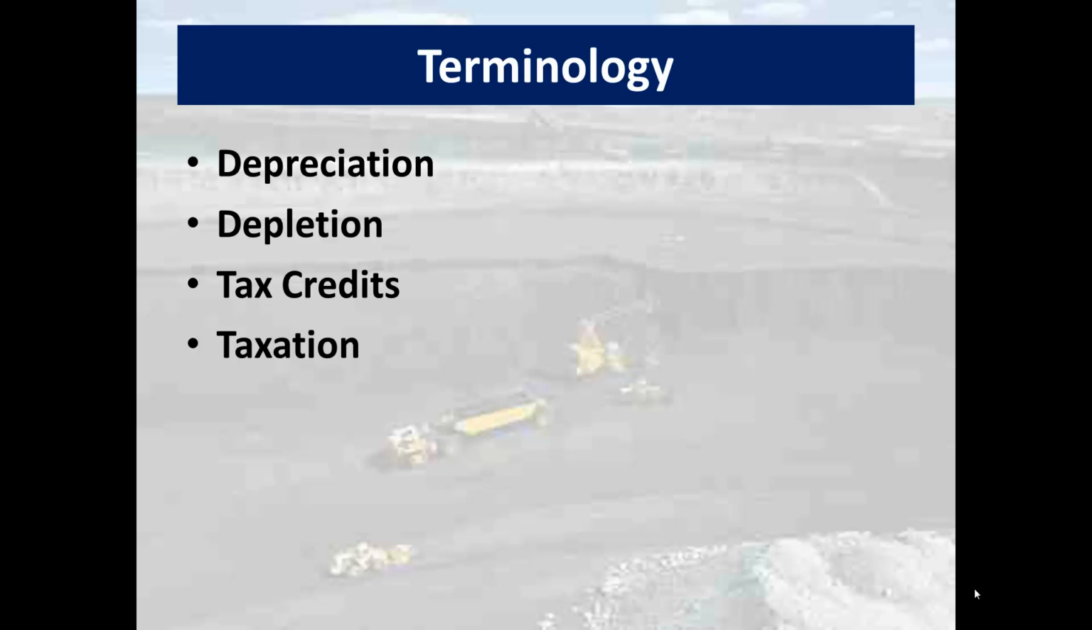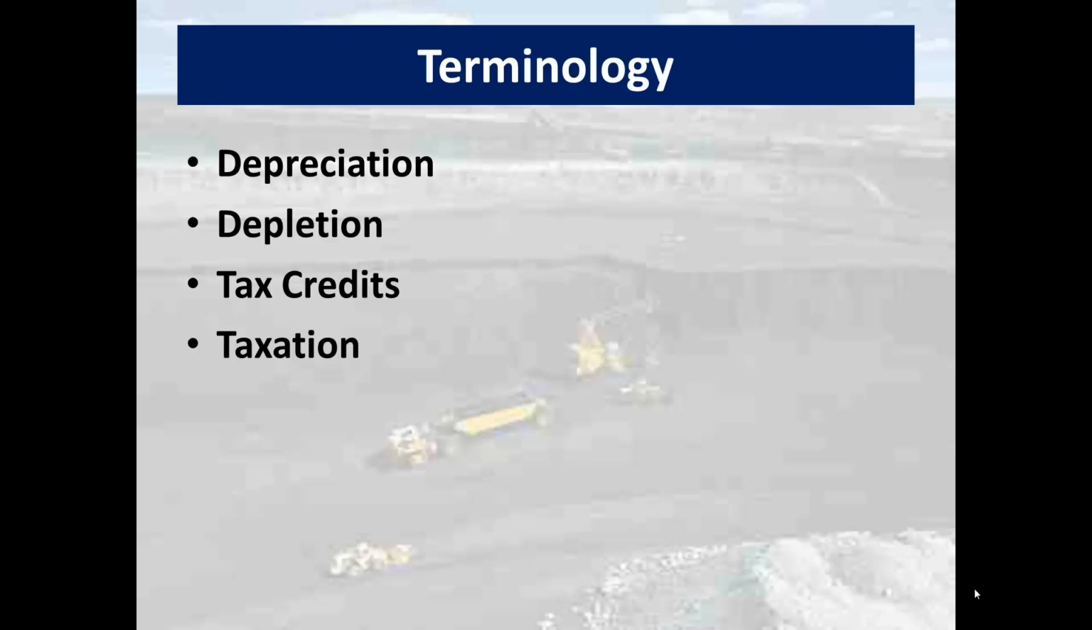Depletion is the equivalent to depreciation, but this time it's for deposit reserves. So it represents the declining value of the reserve that the taxing authorities permit a company to claim as a valid deduction from taxable profits. Tax credits are allowances permitted by the taxing authorities over and above the expenditures that actually occur.